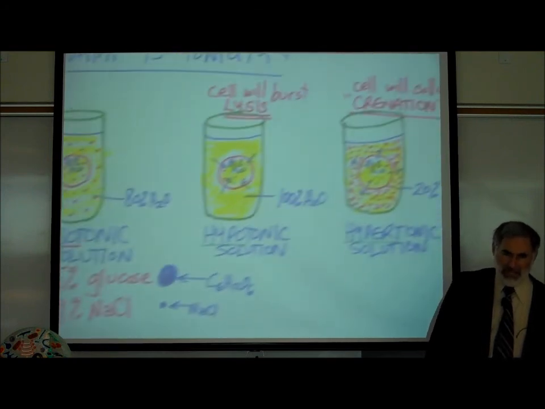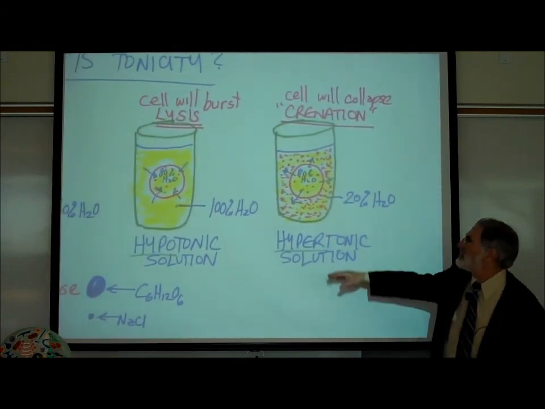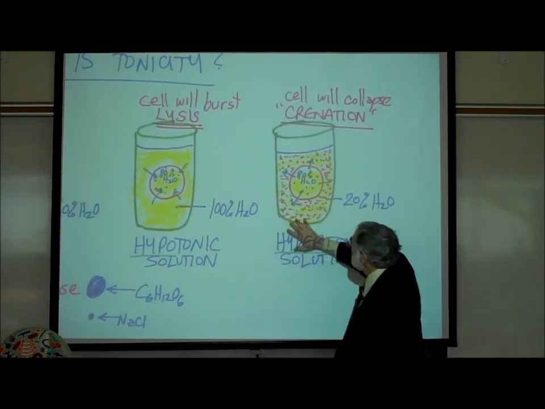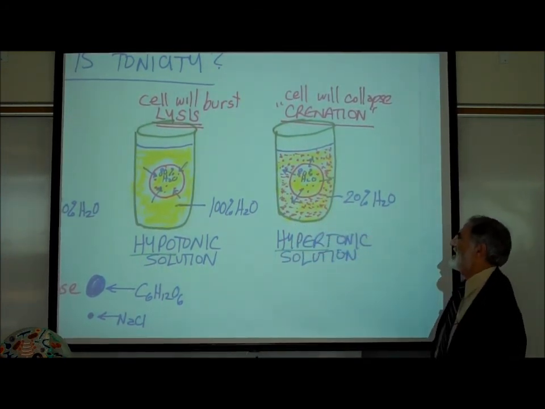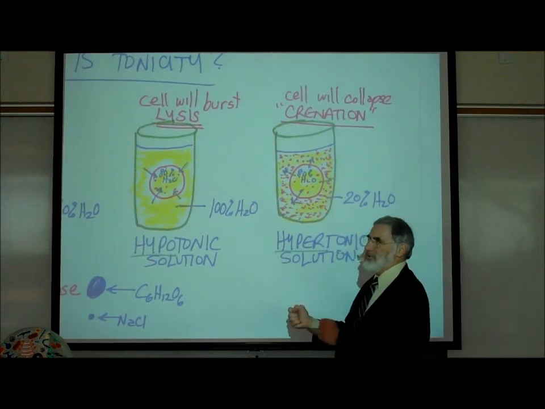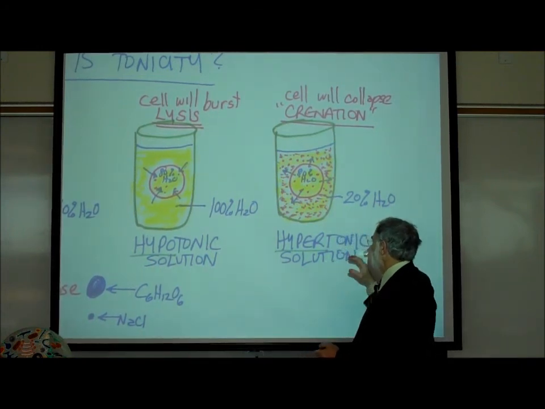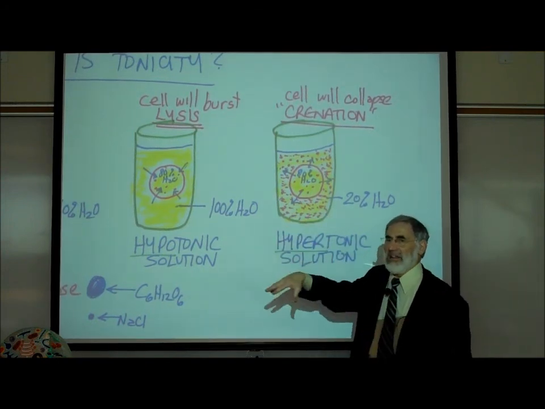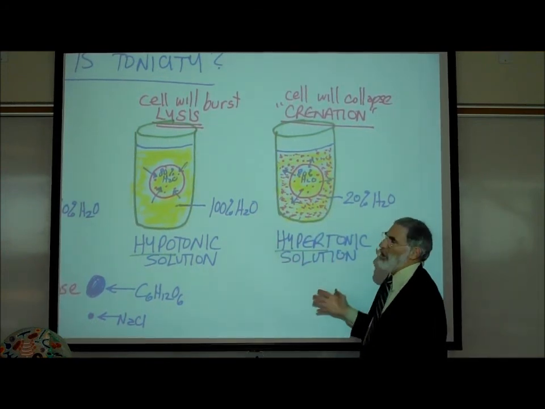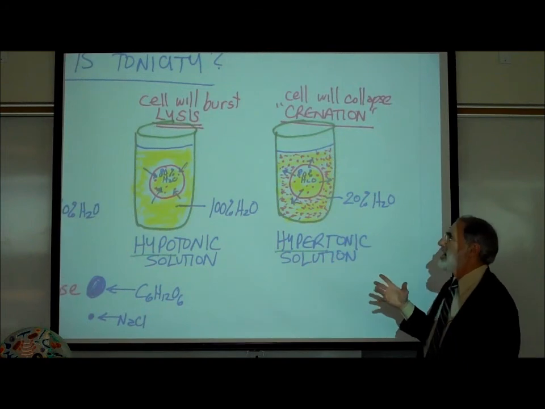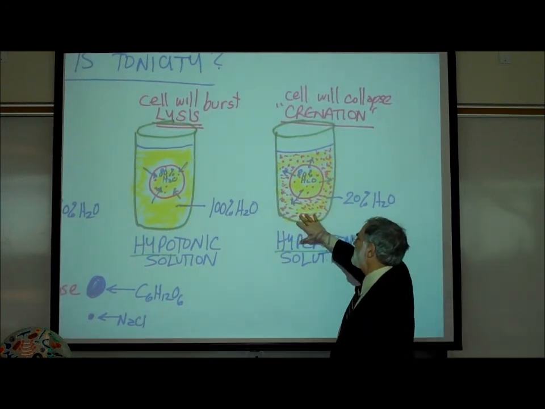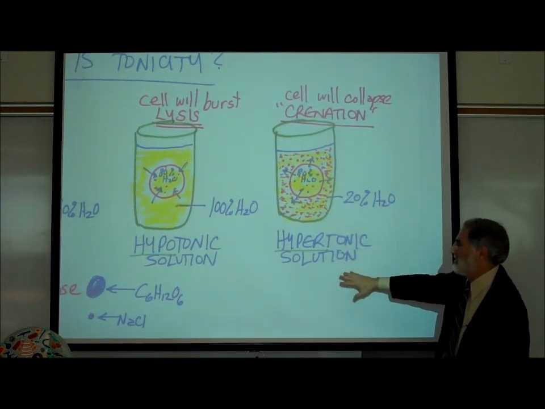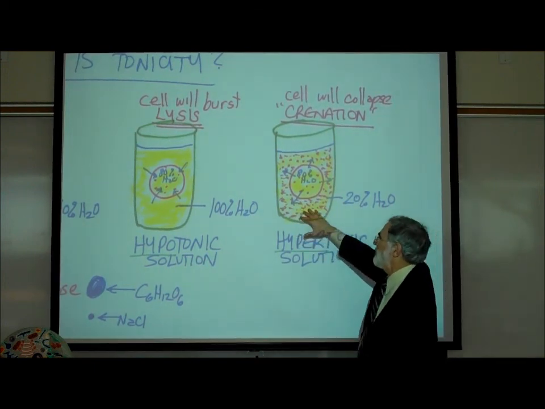Now, the third possibility is to surround the cell in a very concentrated so-called hypertonic solution. Hyper means high, and tonic means strength. It's high in solute. It's got a lot of sugar or a lot of salt or a lot of protein or a combination of all those things, but it's low in water. It's all solute. It's hypertonic, high in solute.